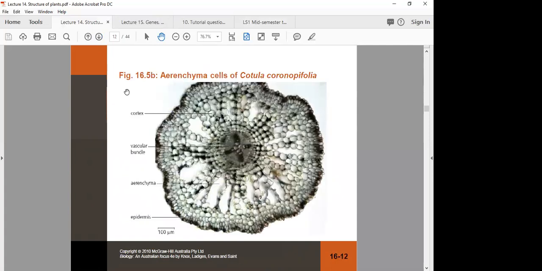Another type of parenchyma cell is the aerenchyma cell. And aerenchyma cells tend to have these very large air spaces. So you can imagine that tissues that require large air spaces may be in an oxygen limited environment. So, for example, plants that are always waterlogged or tend to inhabit aquatic environments.